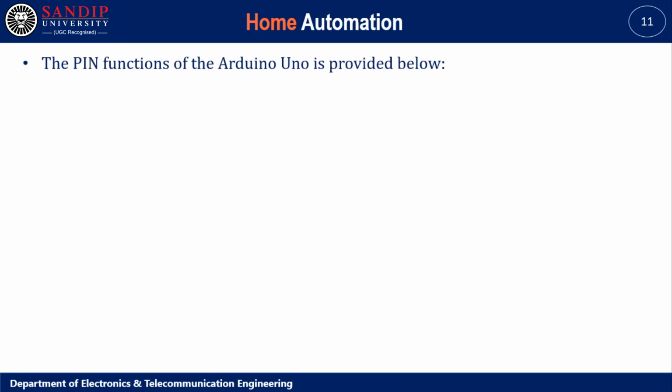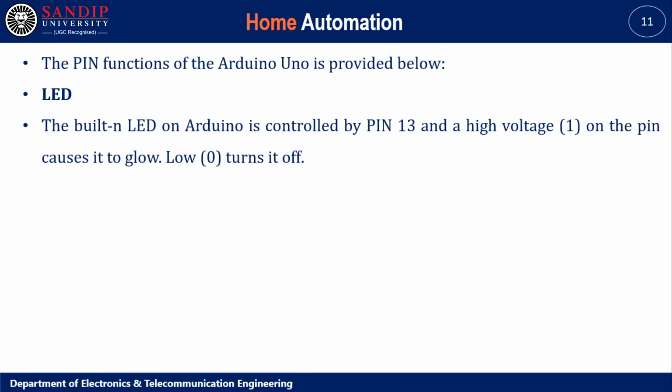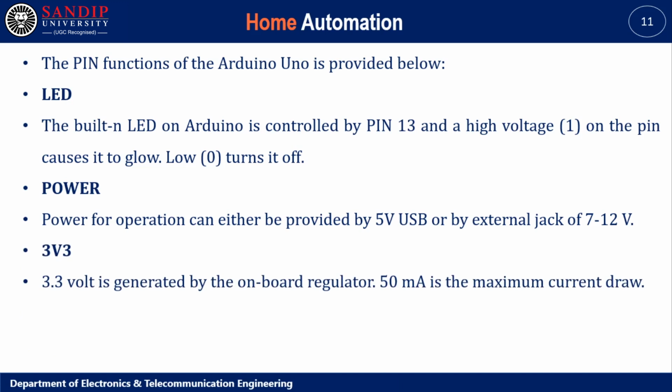The pin function of the Arduino Uno is provided below. LED. The built-in LED on Arduino is controlled by pin 13, and high voltage, that is 1, on the pin causes it to glow. Low, that is 0, turns it off. Power. Power for operation can either be provided by the 5-volt USB or by an external jack of 7 to 12 volt. 3V3. 3.3 volt is generated by the onboard regulator. 50 milliampere is the maximum current draw. GND, that is ground. The pin signifies the ground.